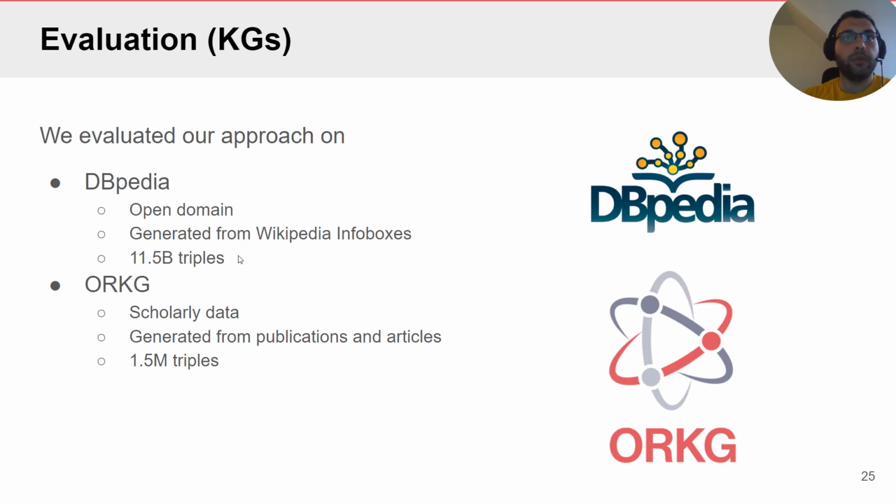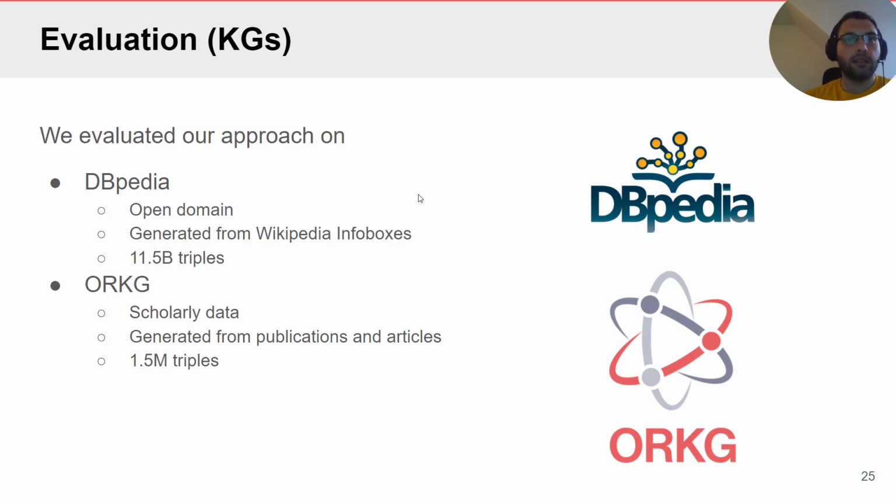More into the evaluation, we evaluated our framework on two knowledge graphs, DBpedia and the ORKG. DBpedia is an open domain knowledge graph. It has been in the community for a while now. It is generated from Wikipedia info boxes. And overall, across all available languages, it has a stunning 11.5 billion triples.